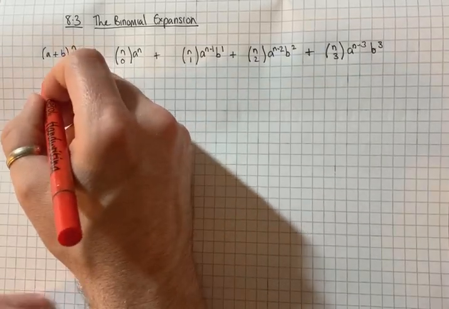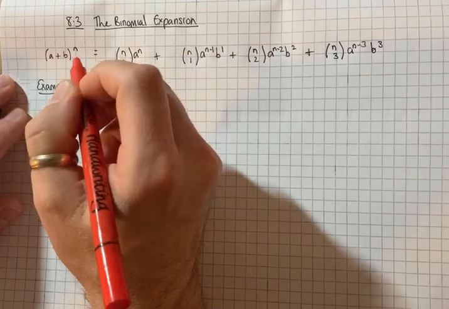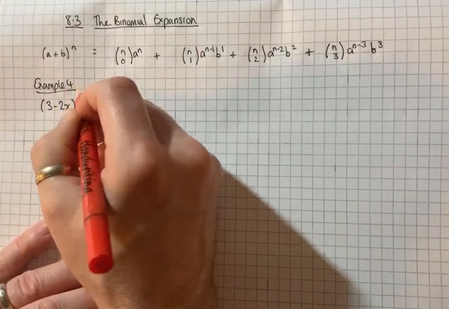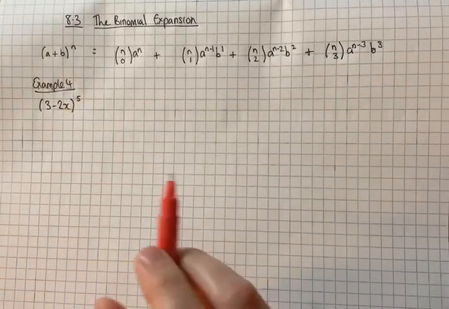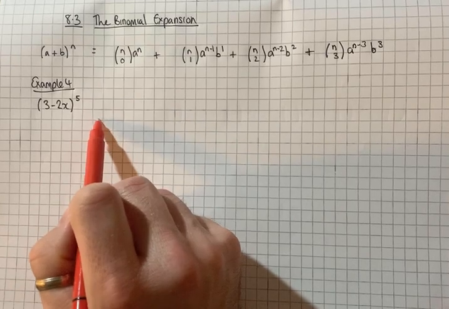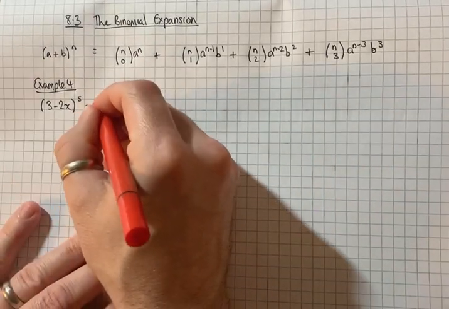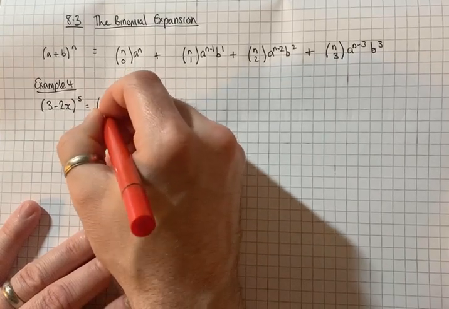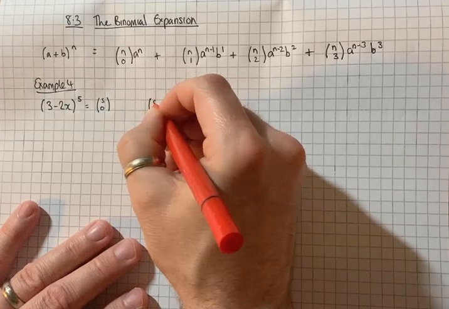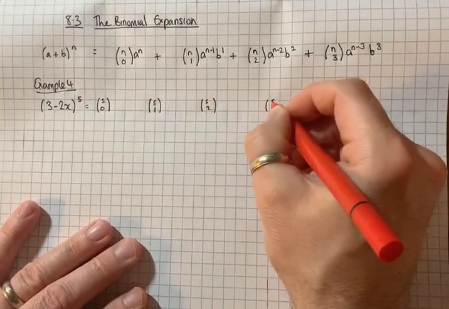So on to example 4. Now example 4 would like us to expand 3 minus 2x to the power of 5. So power of 5, that's going to have 6 terms. So it's going to start 5 choose 0 and end with 5 choose 5. So I'll put those out first. In fact, it's largely pointless because I know 5 choose 0 is going to be 1, and I know 5 choose 1 is going to be 5, but I'll carry on regardless.